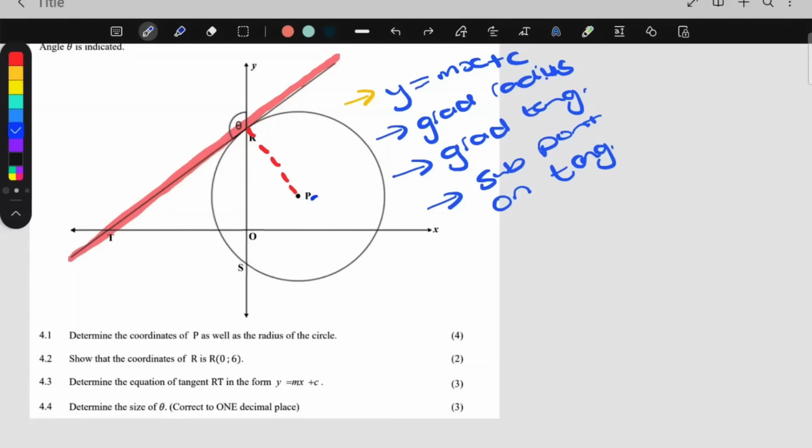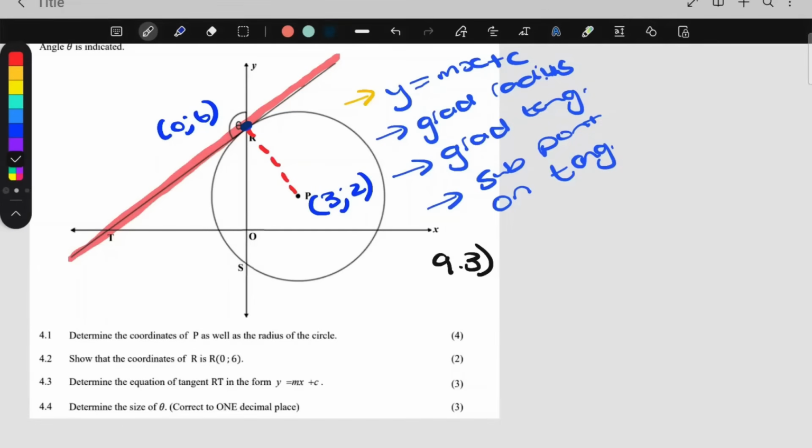Now remember we have P. We said the coordinates of P are 3 and 2. So let's put that in. P is (3; 2). And then we also worked out R. R is (0; 6). I'm going to work out the gradient of that line, eh?